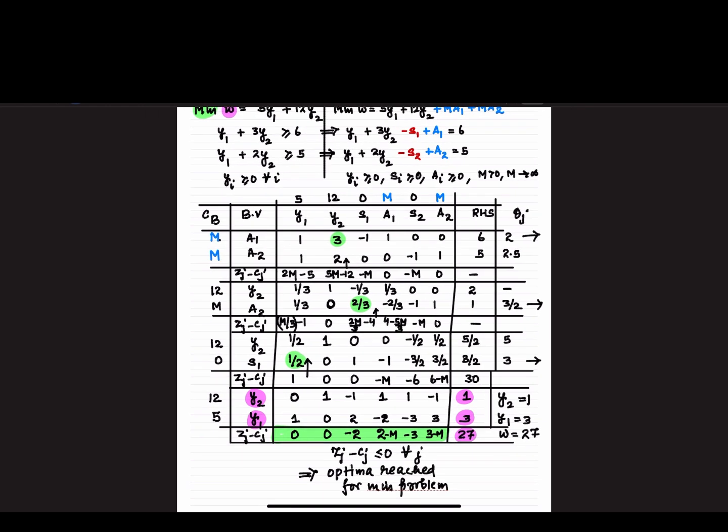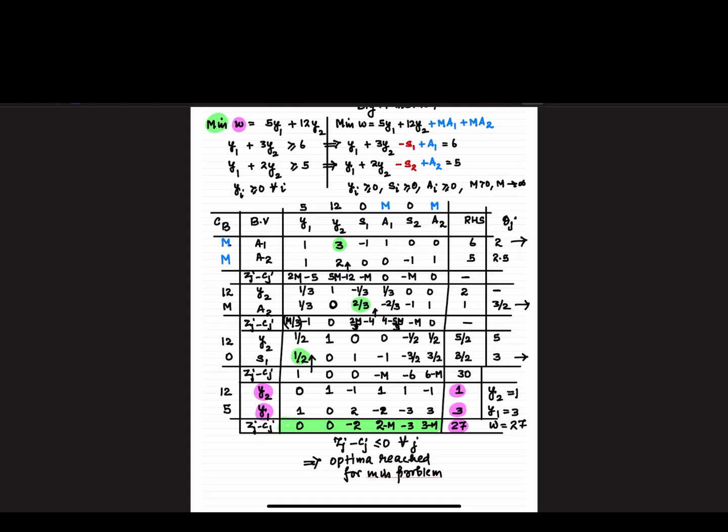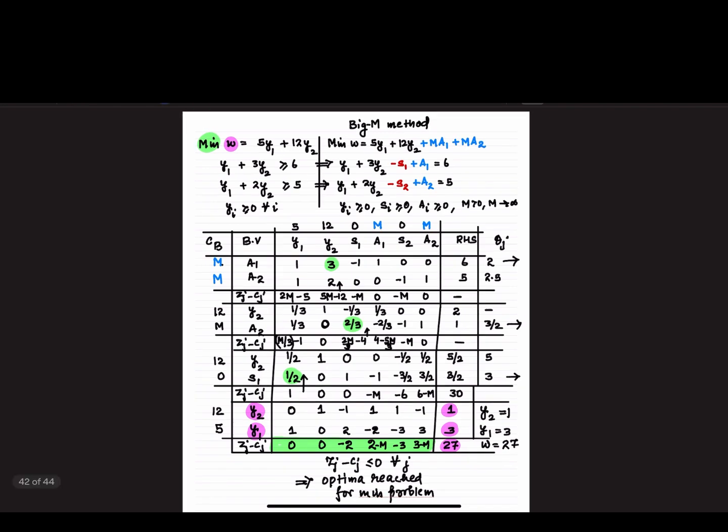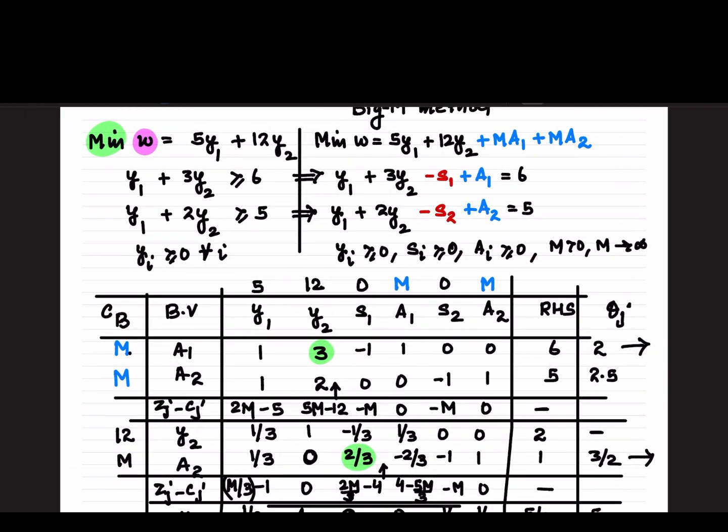There are a couple of interesting points in this table which I want to mention. See the first constraint. In this constraint, we subtracted a surplus, and to compensate for it we added A1. So these two are called the surplus and the artificial pair. So which pair is it? S1 and A1 form a pair. Similarly, in the second equation, what is the pair? S2 and A2.